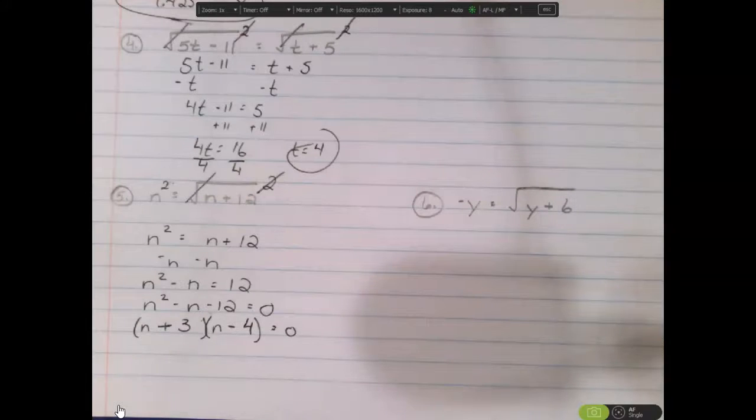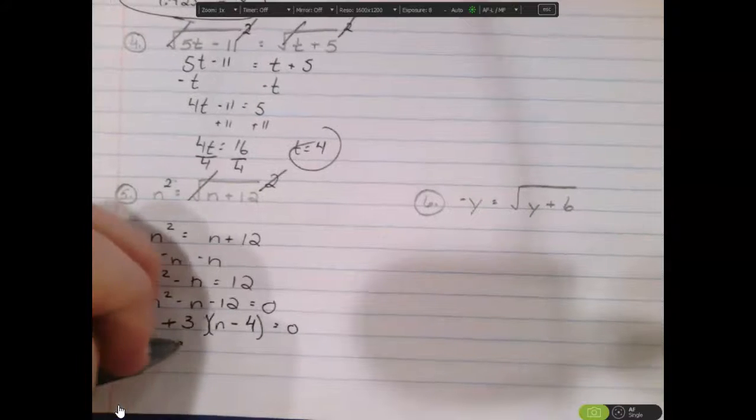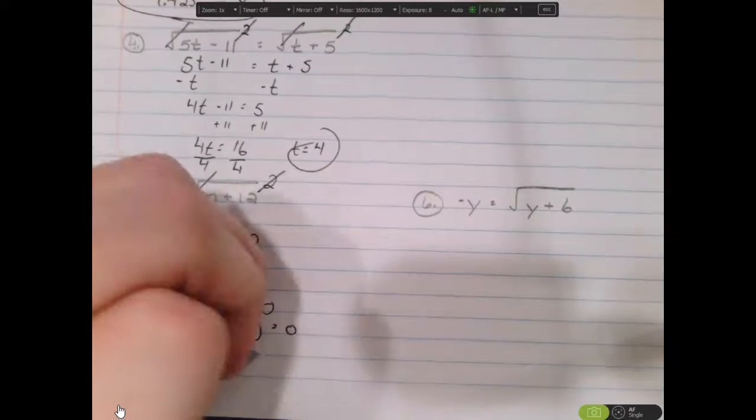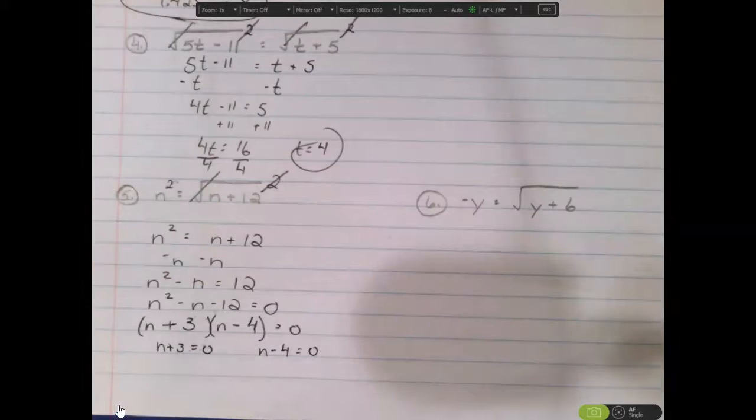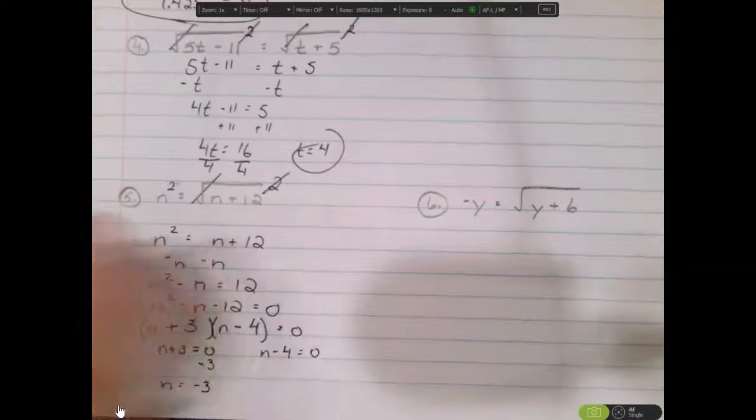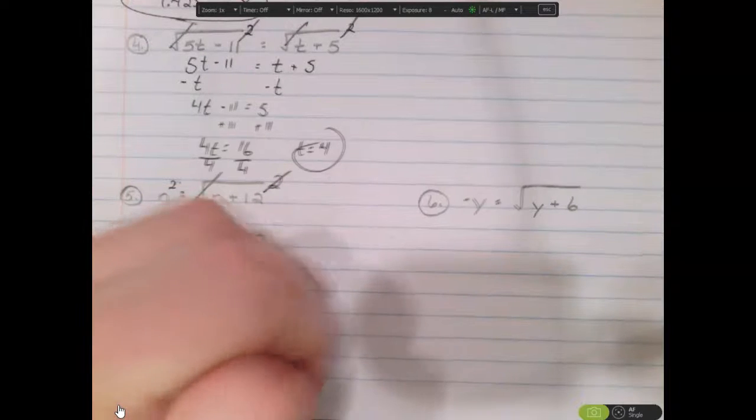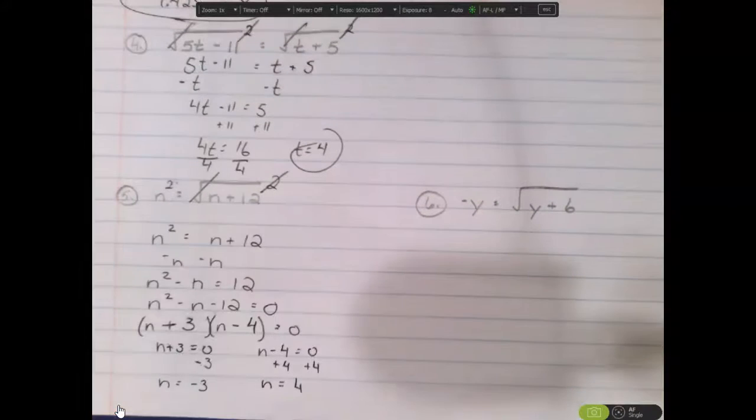Both of these are equal to 0. So I have n plus 3 equals 0. I also have n minus 4 equals 0. Find n. So I subtract 3. n is equal to negative 3. I add 4, so add 4 to both sides. n is equal to positive 4. So I actually have 2 answers here.